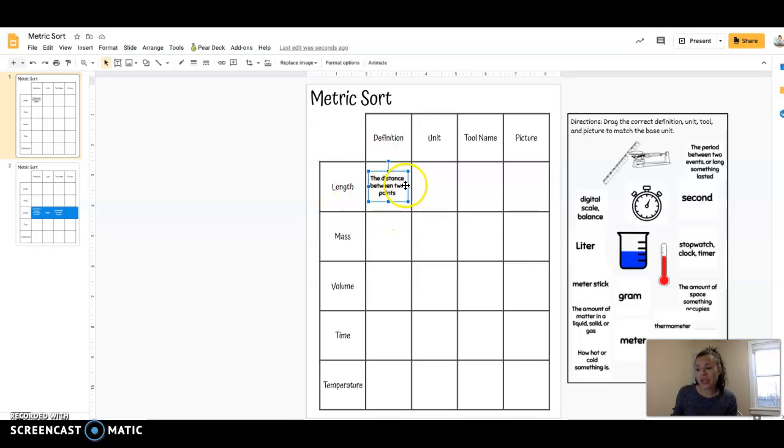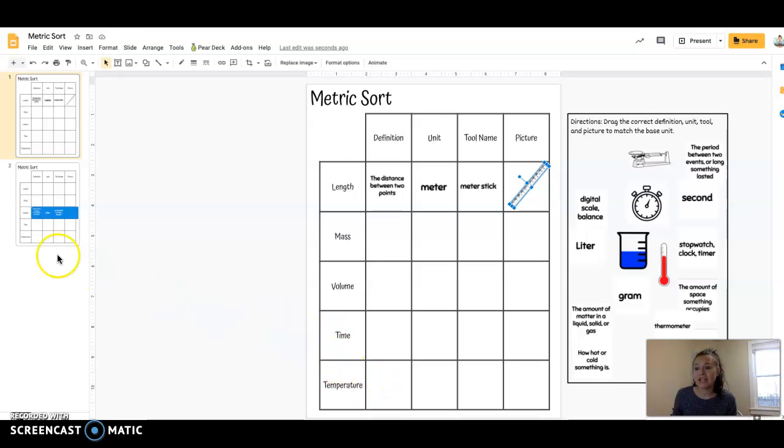Then we talked about the unit, the base unit that we use to measure length, which is the meter. So we're going to grab meter and bring meter up. And then you can look for the name of the tool and then the picture of the tool, and you're going to continue to fill that in. So we talked about a meter stick for the tool name, and then there's a little ruler that we could add as a picture. You're going to continue to do this for mass, volume, time, and temperature, so all the things that we learned about.